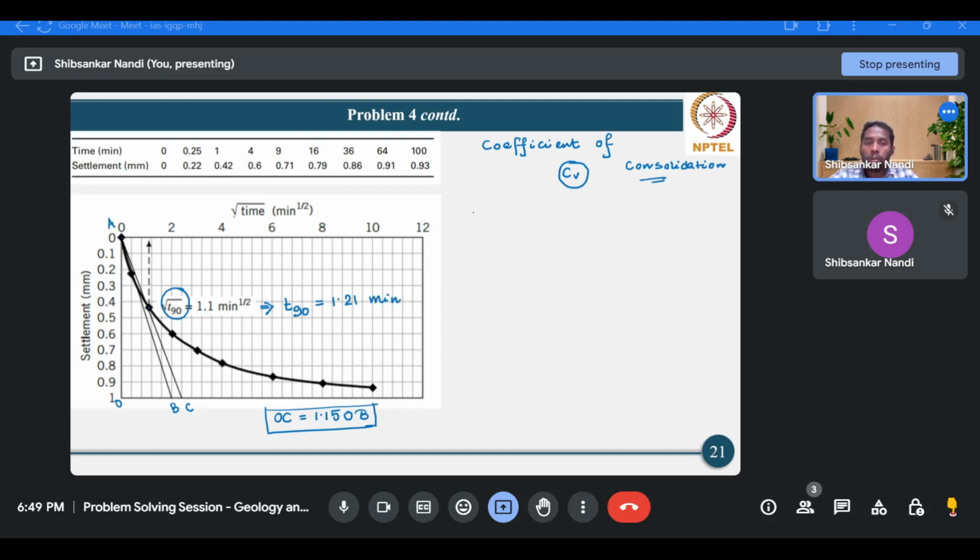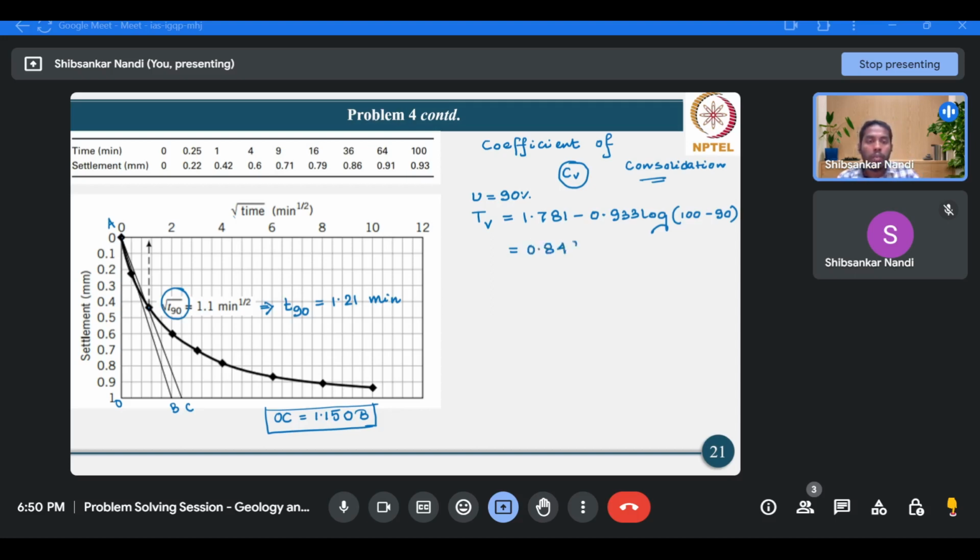Now we know the Tv for a consolidation of 90%. How? From this equation, Tv equals 1.781 minus 0.933 log of (100 minus U), where U is your 90%. So Tv is 1.781 minus 0.933 into log of 10, that means 0.848.